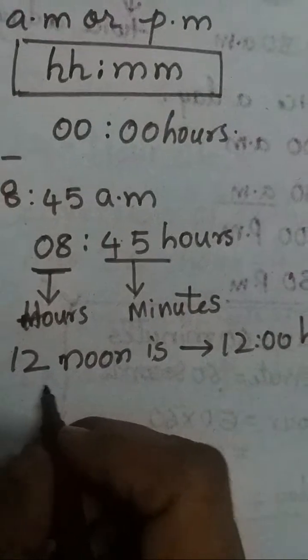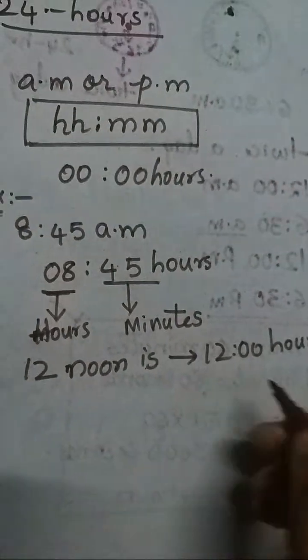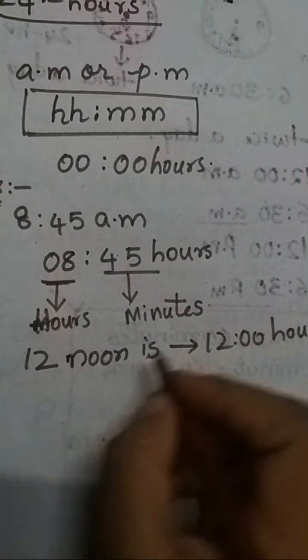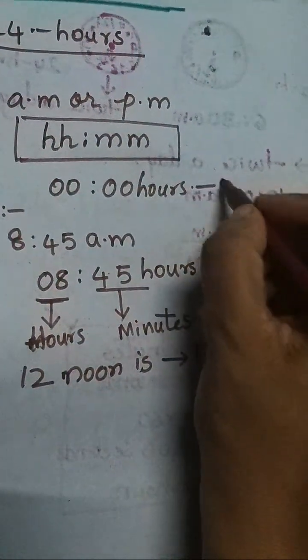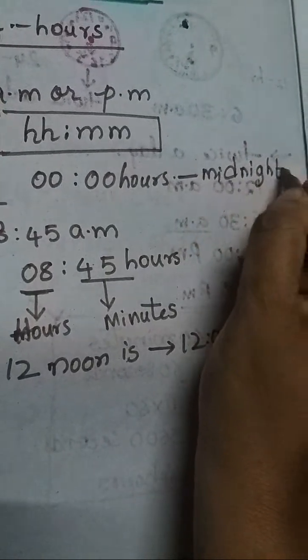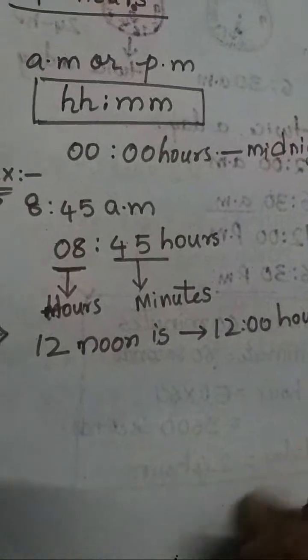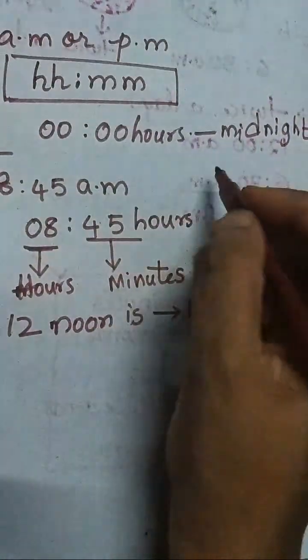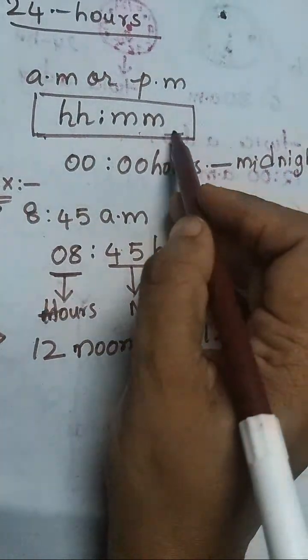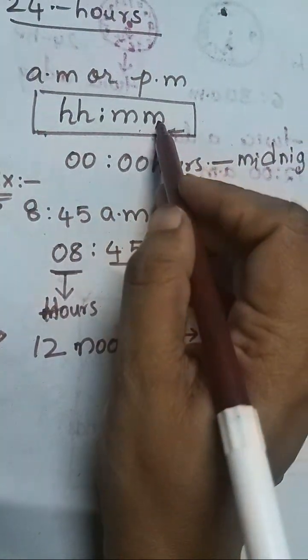12 noon is expressed as 12 hours. 12 midnight is expressed as 00 hours. The 2 digits from the left give the hours, and the 2 digits from the right give the minutes of the clock.